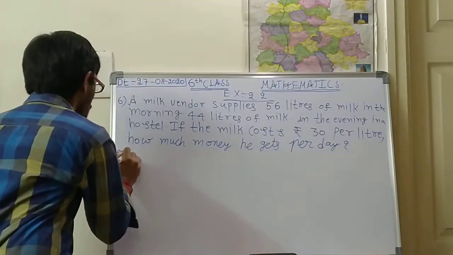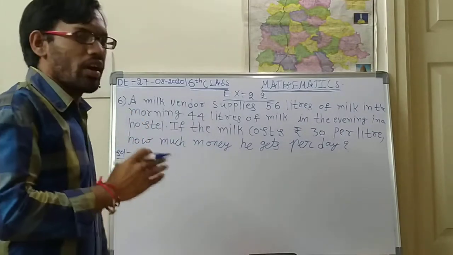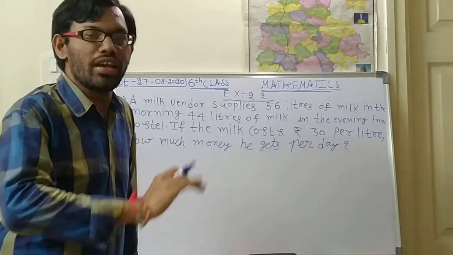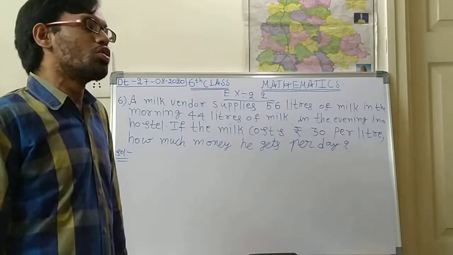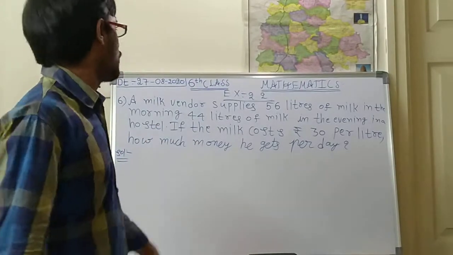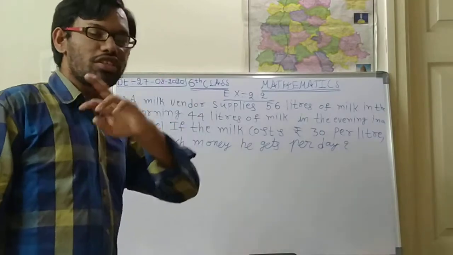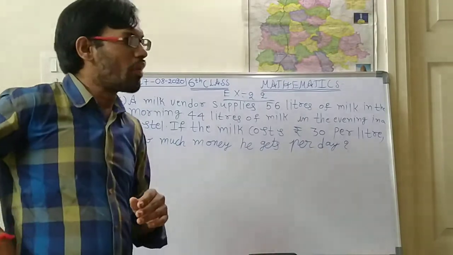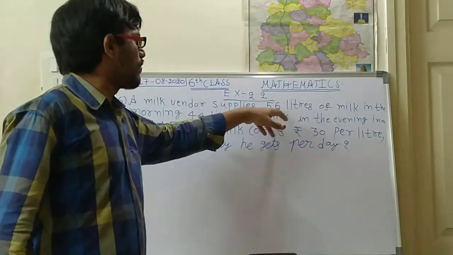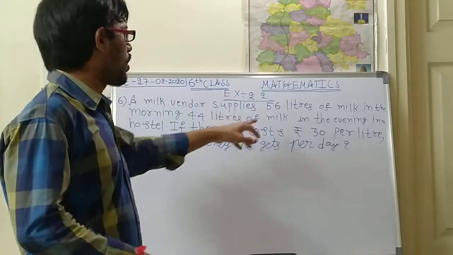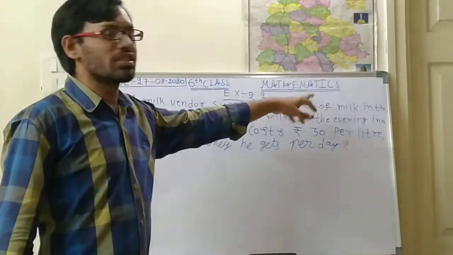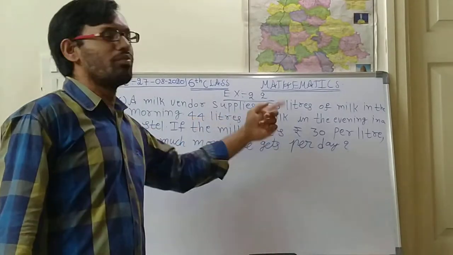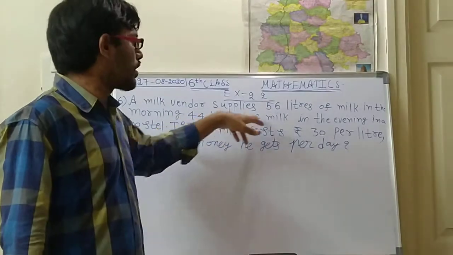So what is the question I am explaining? One of the milk vendors, who is supplying the milk to one of the hostels, supplies it in both sessions, at morning and at evening. Every morning he supplies 56 liters of milk, and in the evening he supplies 44 liters of milk.